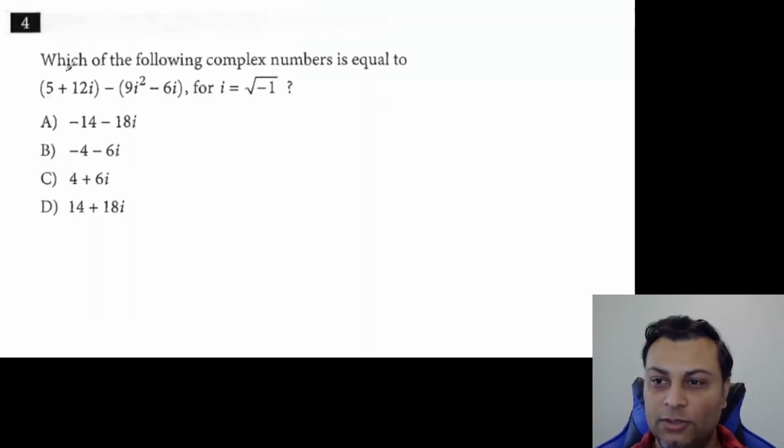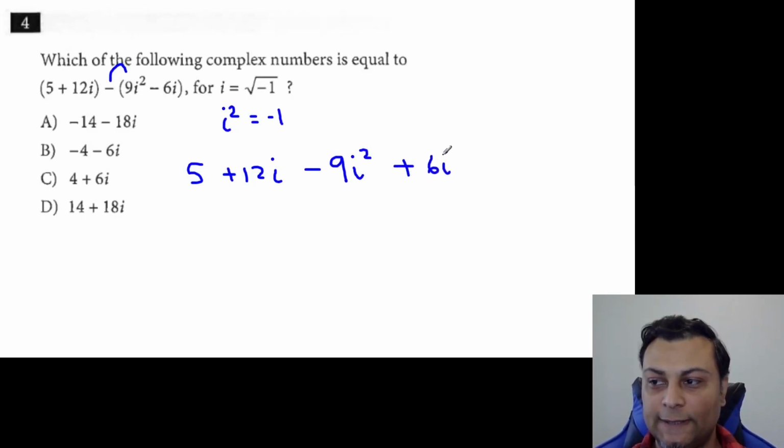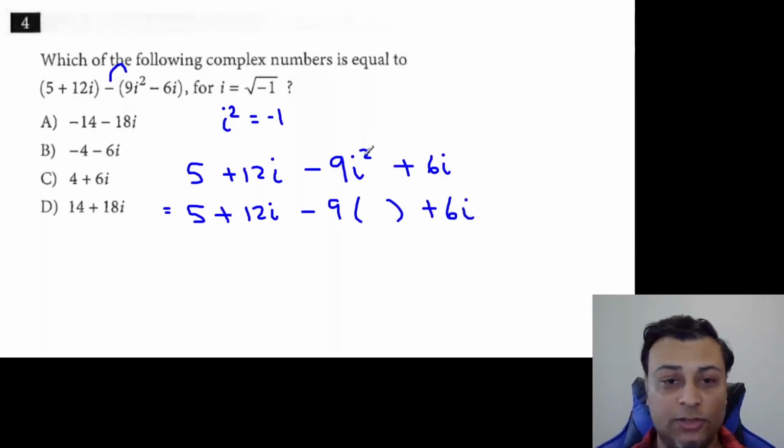Question 4. Which of the following complex numbers is equal to this whole thing? And i is the square root of negative 1, so i squared is negative 1. But let's just start distributing this negative sign. So 5 plus 12i minus 9i squared plus 6i. If you keep going, you get 5 plus 12i minus 9i squared plus 6i. And this i squared is negative 1.